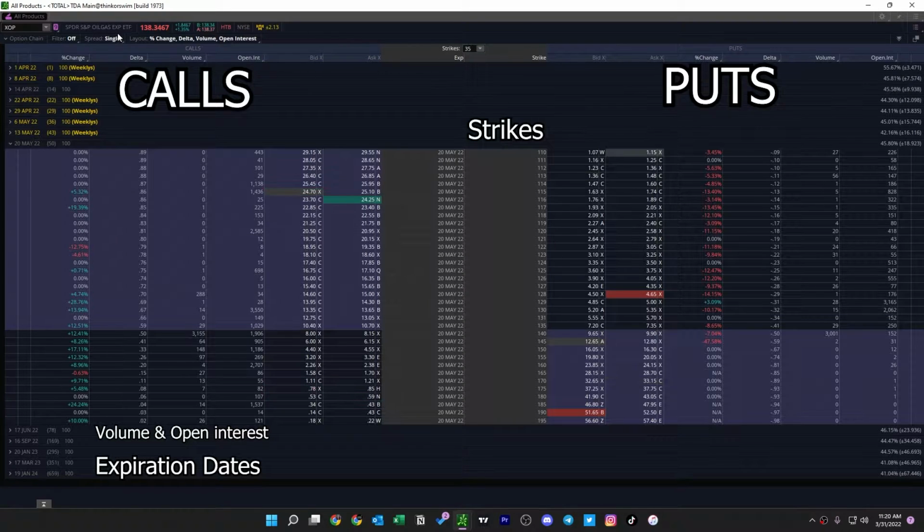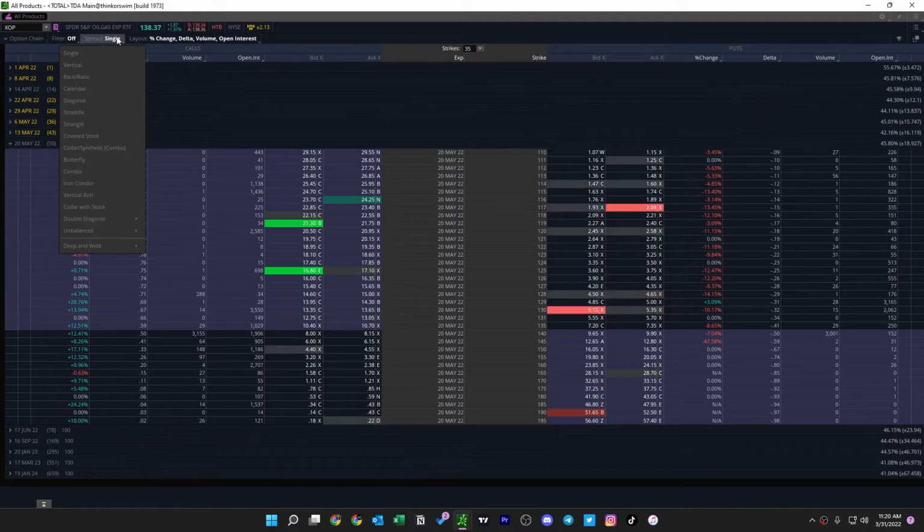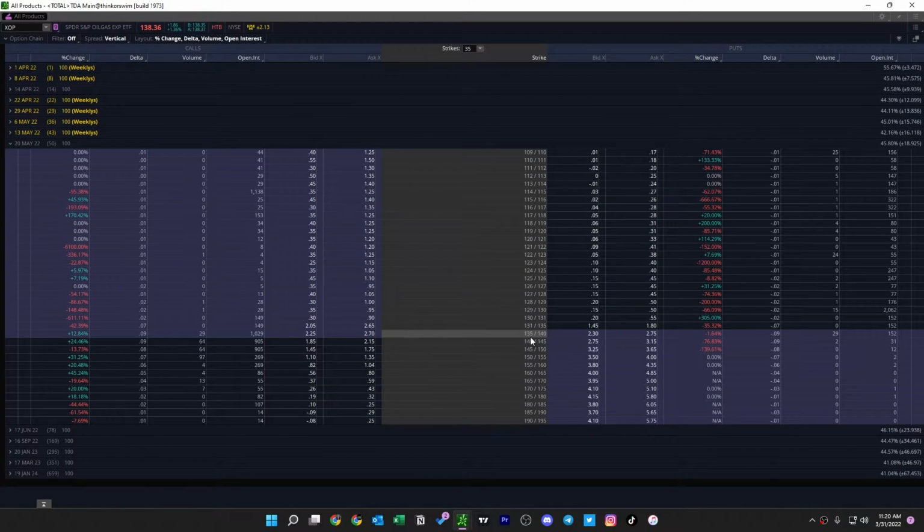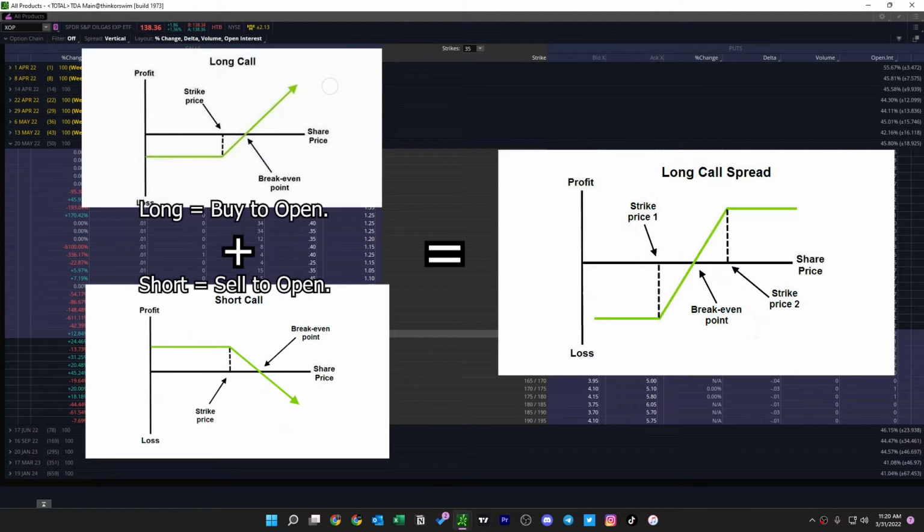When you have this open, you're going to see that it just says single at the top here for spread. And what we can do is click on vertical, and this is going to give us a single strike vertical spread. So this is basically us buying and selling the corresponding strikes. So we're going to be buying the strike that's at the money and selling the strike that's slightly out of the money for the calls.